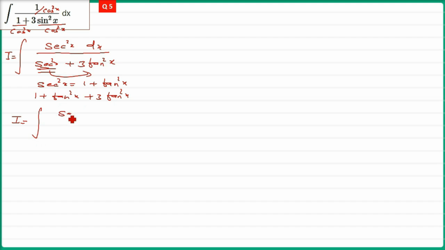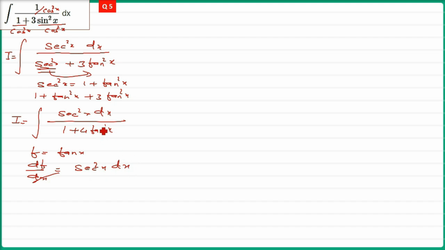Let it be like this, because we haven't placed anything as some imagination. So 1 plus tan square x plus 3 tan square x is 1 plus 4 tan square x. So t, if we take it as tan x, it will be dt by dx equals sec square x. That means dt became equal to sec square x dx. So the numerator sec square x dx can now be written as dt.